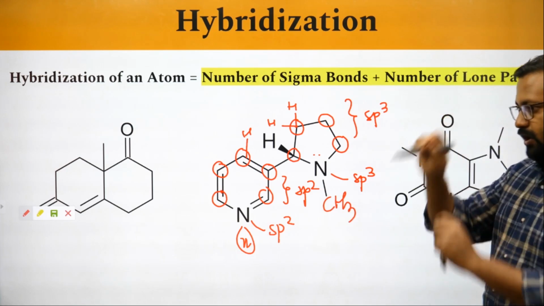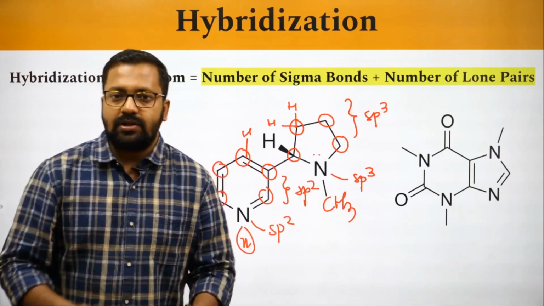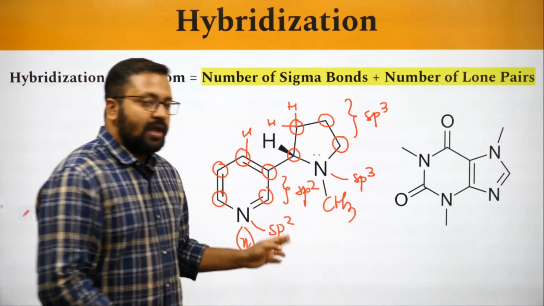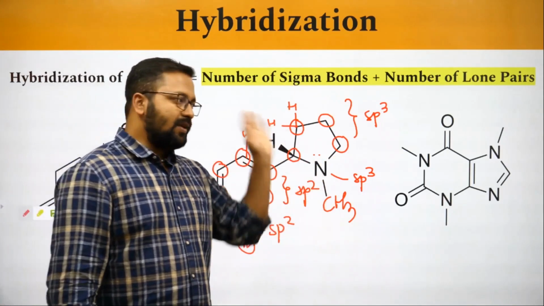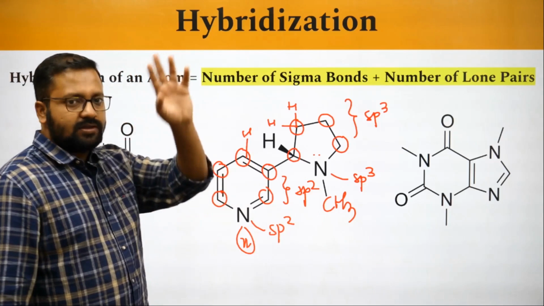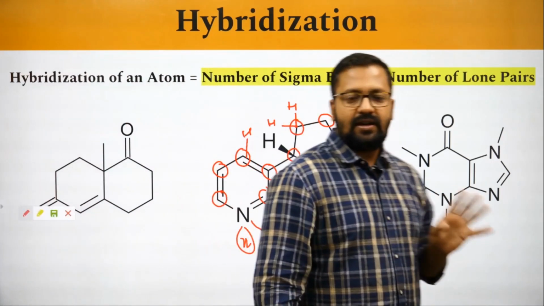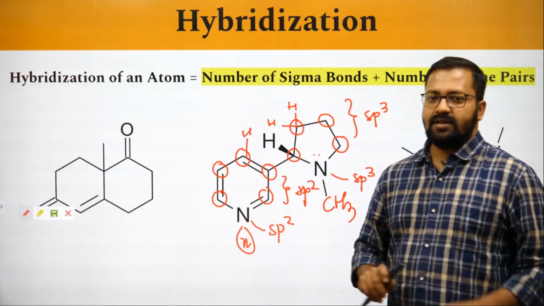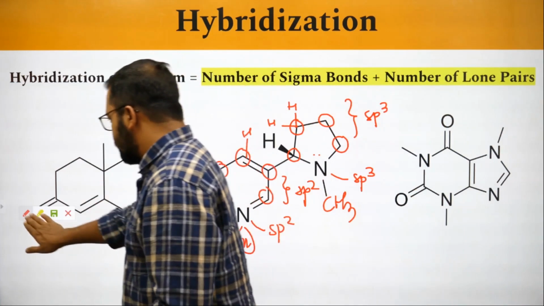If the bond terminates, and at the point where it terminates there is no hydrogen atom, that means there is a methyl group, and a methyl group connected to a nitrogen, the hybridization would be sp3. If we apply this on the rest of the 2 molecules, we would find that there are certain atoms which are sp3 hybridized and certain atoms which are sp2 hybridized. So let's look at this molecule.